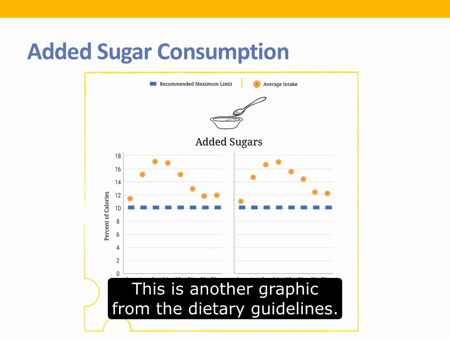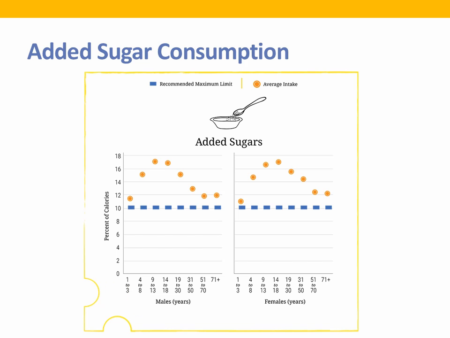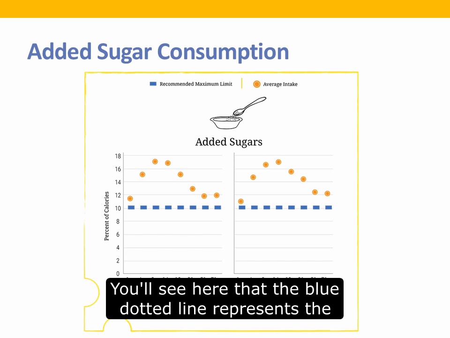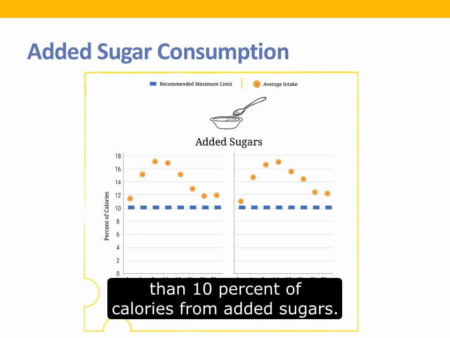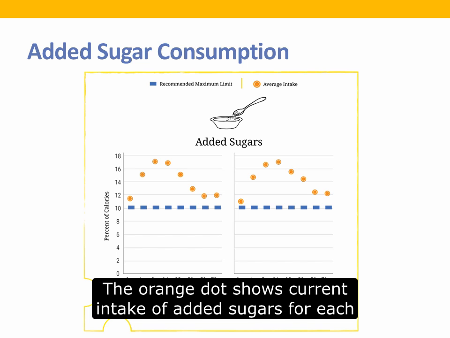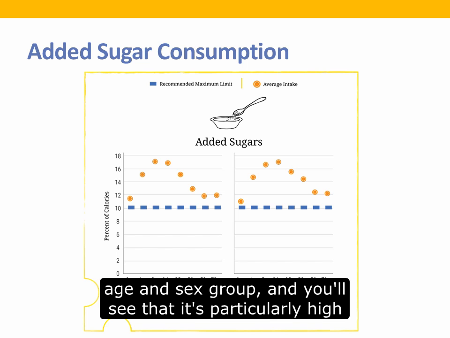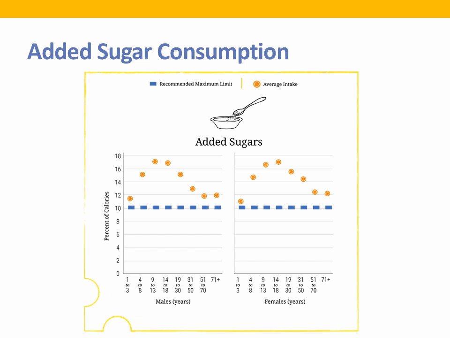This is another graphic from the dietary guidelines. You'll see here that the blue dotted line represents the recommendation from the dietary guidelines to consume no more than 10% of calories from added sugars. The orange dot shows current intake of added sugars for each age and sex group. And you'll see that it's particularly high for children.